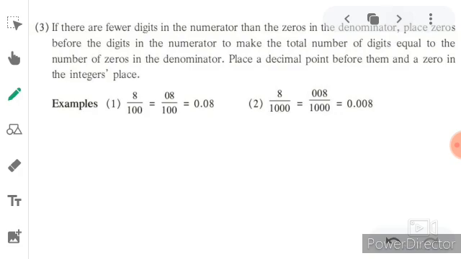Now the third method. So this is your third method. If there are fewer digits, means lesser, than the zeros which are present in the denominator.